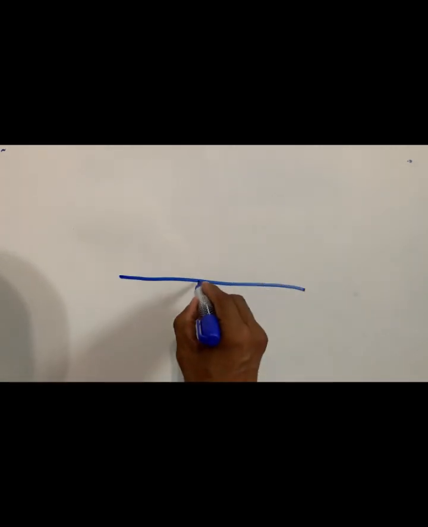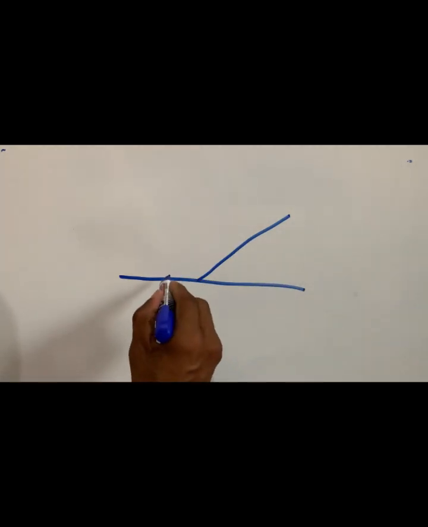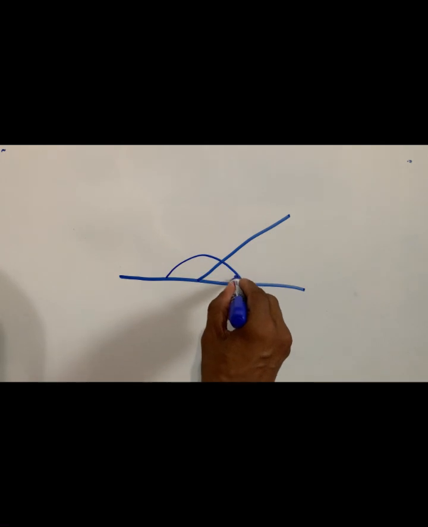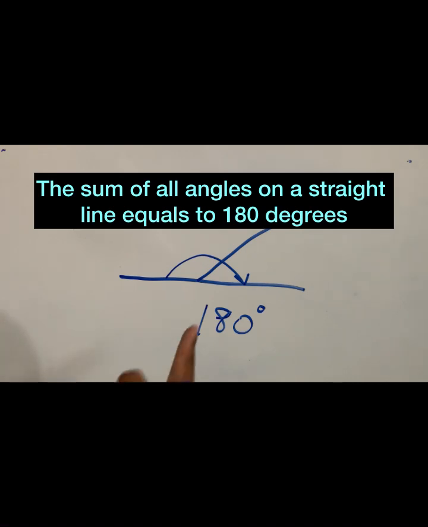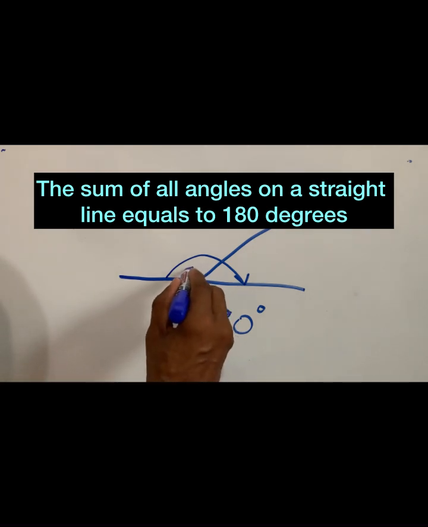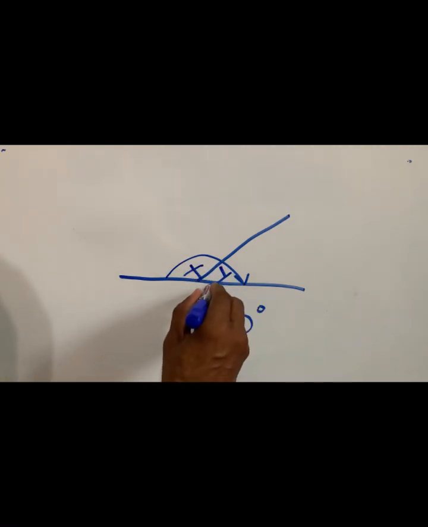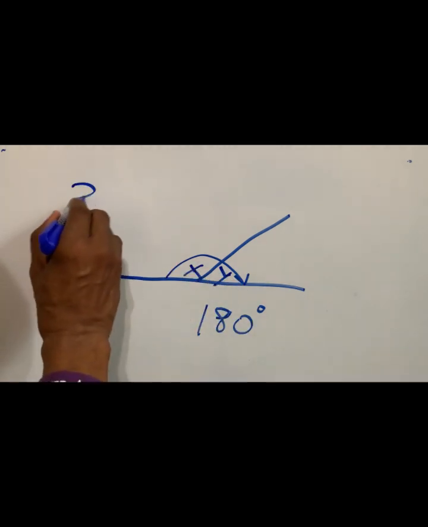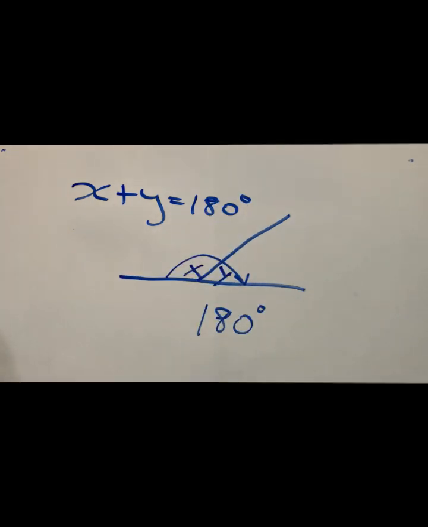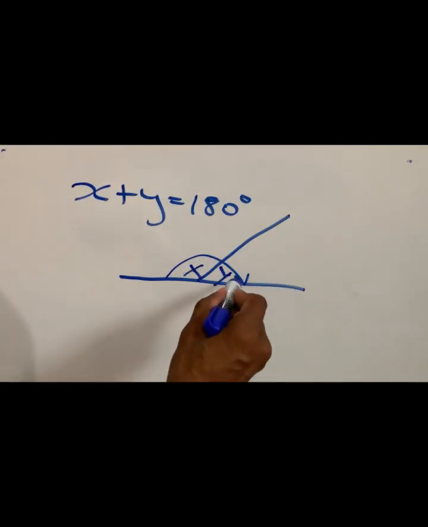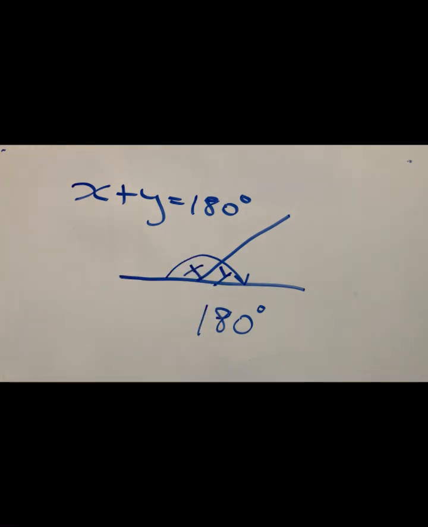Before I finish this video, let me show you something really quick. If you have a line and you have a next line that intersects this line, this angle right here is equal to 180 degrees. So angles on a straight line are equal to 180 degrees. So this angle right here and this angle right here, when you add them, x plus y is equal to 180 degrees. Angles on a straight line, when you add the both of them up, equal 180 degrees.